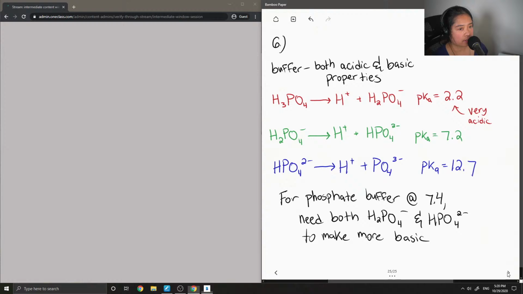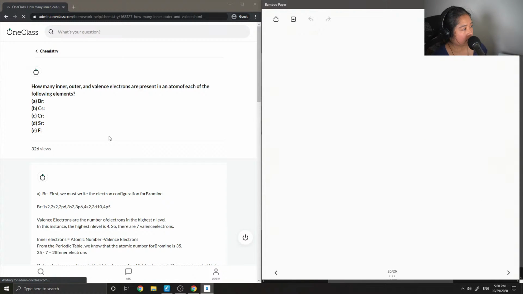Okay, so let's move on to question number 7. How many inner, outer, and valence electrons are present in an atom of each of the following elements? So first, let's look at bromine.